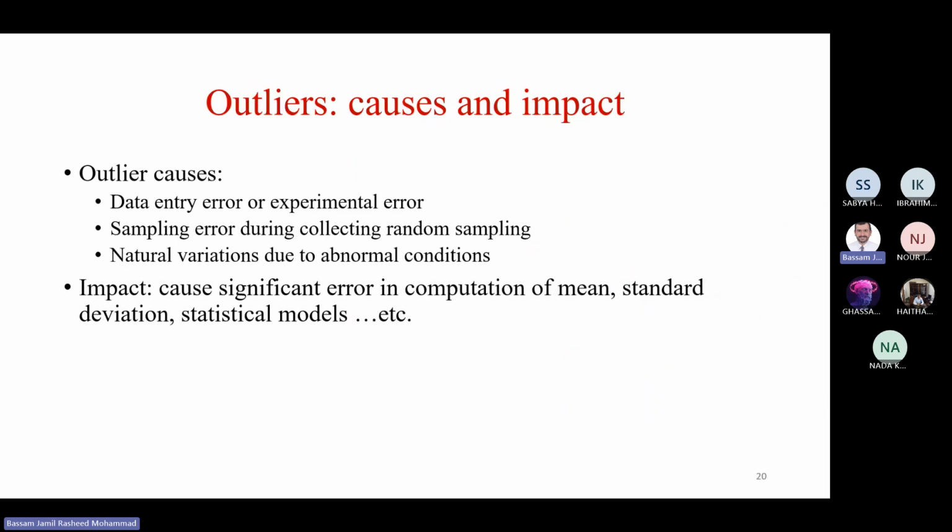So obviously this data looks suspicious and possibly erroneous, and the sources of error could be data entry, human error, or sampling error. You have a sensor that malfunctions in the field, instead of reading the temperature correctly it reads a very wrong temperature, or natural variation due to abnormal conditions. And so in all cases you have an odd data point. What do you do with it?